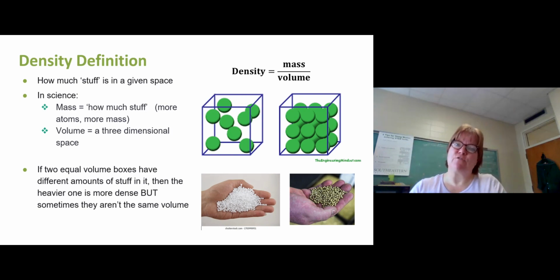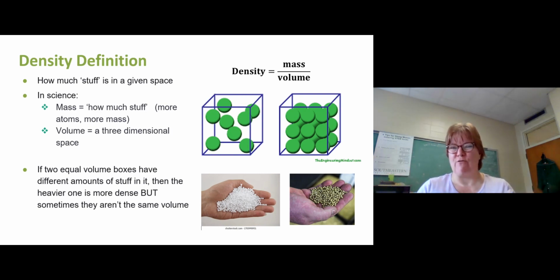But if I have different substances, like in the bottom one, I have styrofoam and I have some brass, it looks like brass beads. We know from having held styrofoam and having held brass beads that they're not the same density. But just looking at how many are in a given space, I just can't tell the density. I would have to sort of compare them. Now, if they were the equal handfuls, equal volumes, then I can say the one that is more heavy is the one that is more dense.